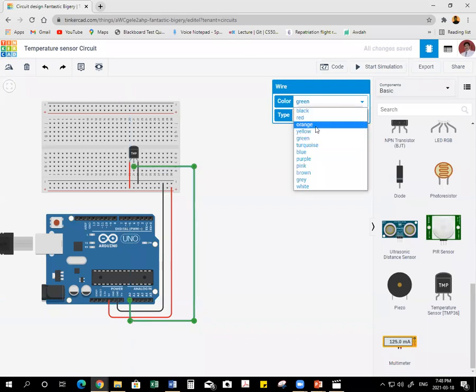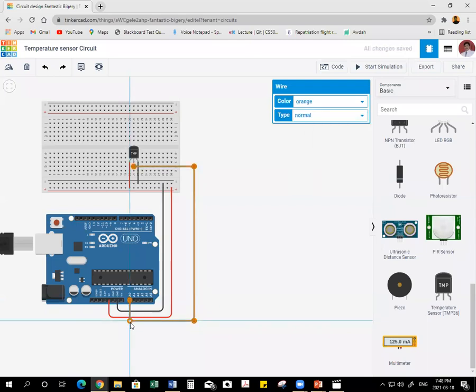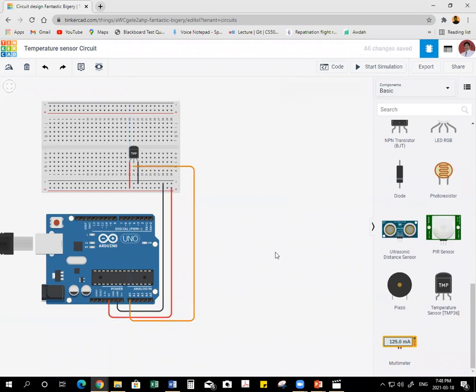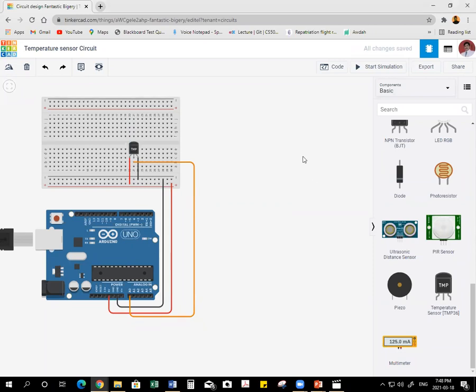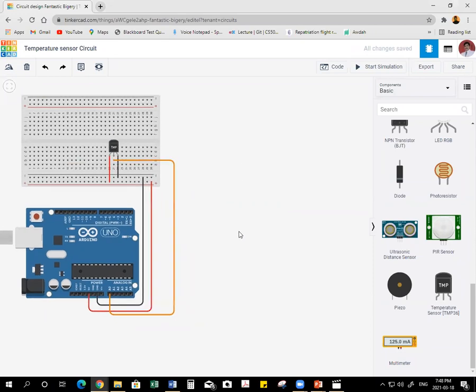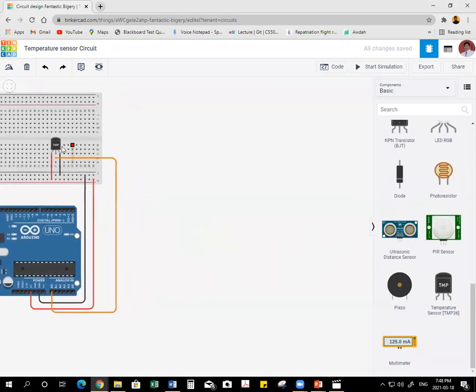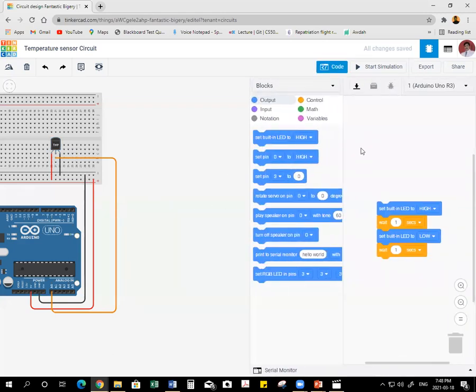Okay, this I will give orange. Okay, all connections are over. What is it? Chart. Now another 2-3 minutes are there. Okay, this is finished. Connection is finished. Temperature. Now coming to the code.